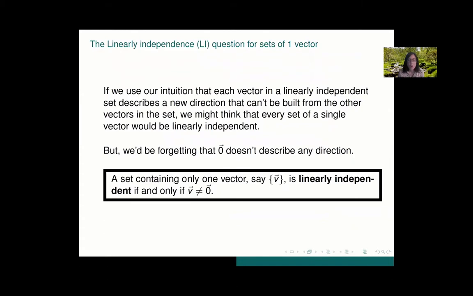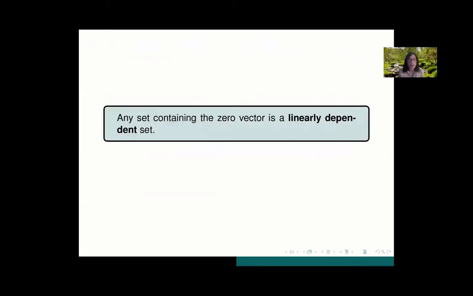A set containing only one vector, say V, is linearly independent if and only if that vector is not the zero vector. In fact, any set that contains the zero vector, no matter how many other vectors it contains, is not linearly independent. We call such sets linearly dependent. The zero vector is extra, like W was in our example previously. It doesn't let you get anywhere new.